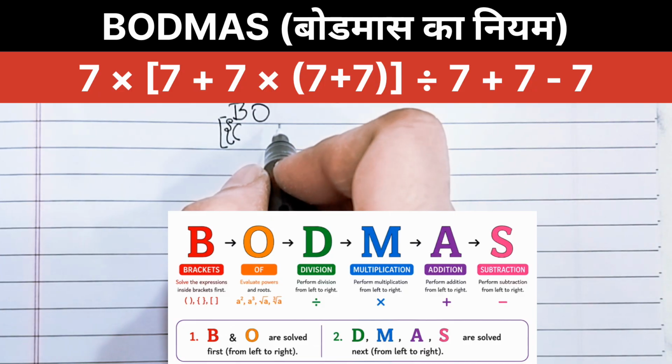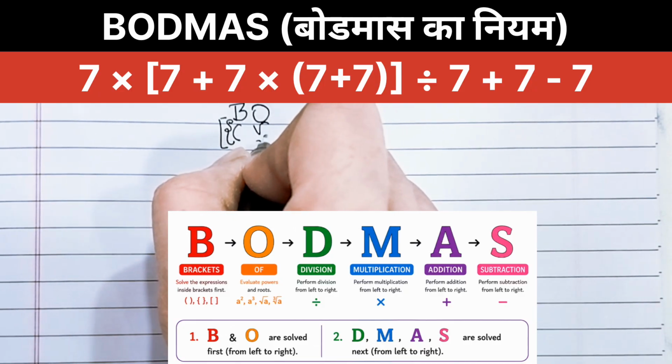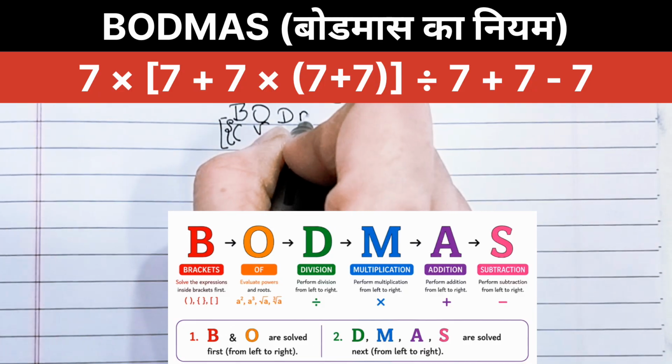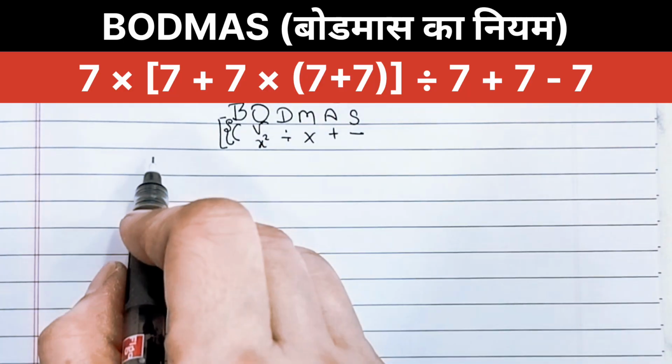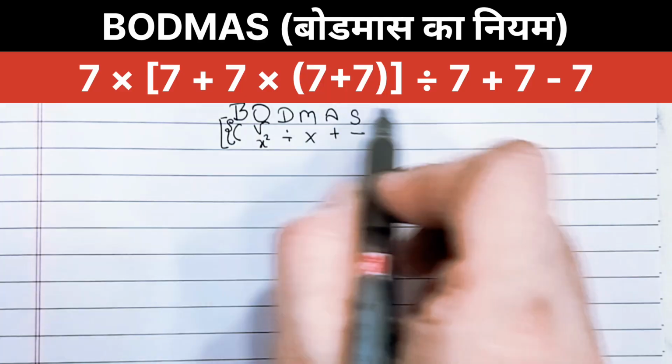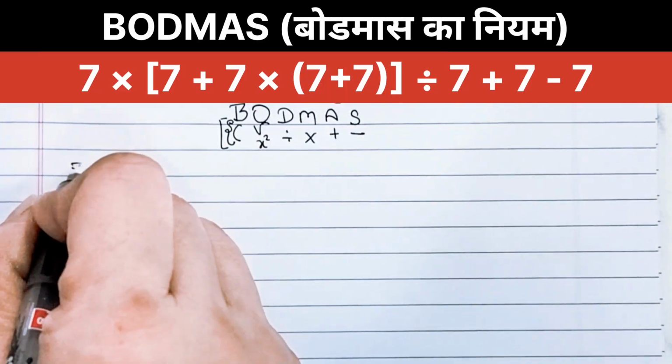Then O stands for of, which we convert into multiplication, and we solve roots and exponents. D stands for division, M stands for multiplication, A stands for addition, S stands for subtraction. According to this BODMAS sequence, we'll break down this expression with a step-by-step solution.